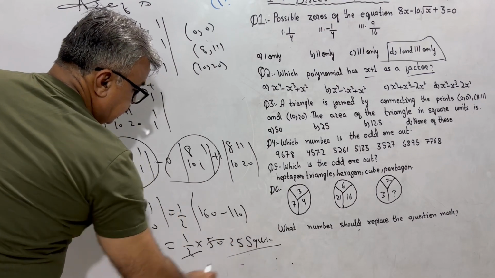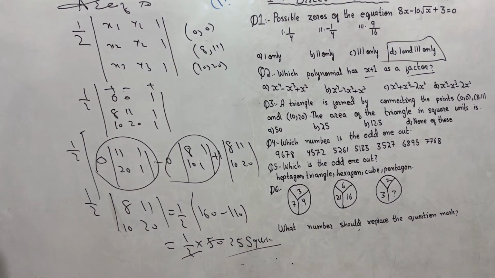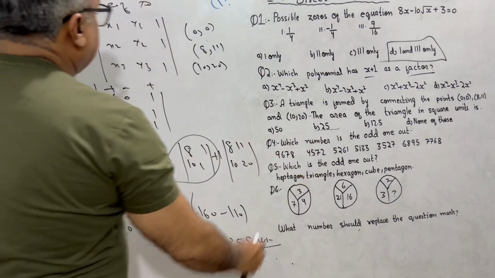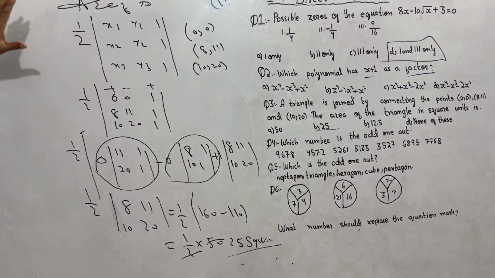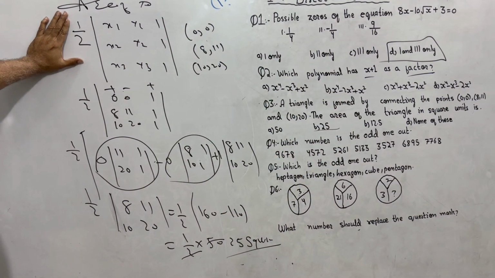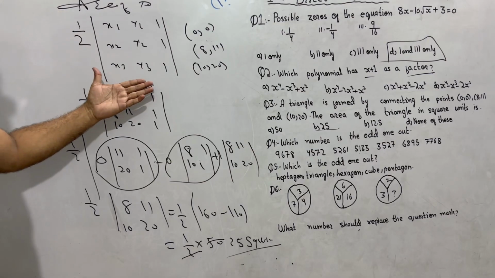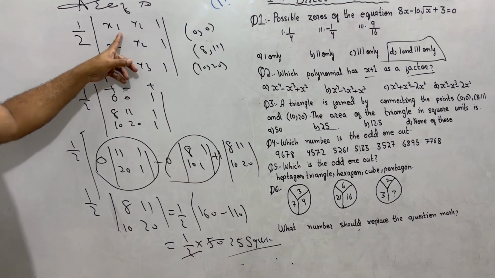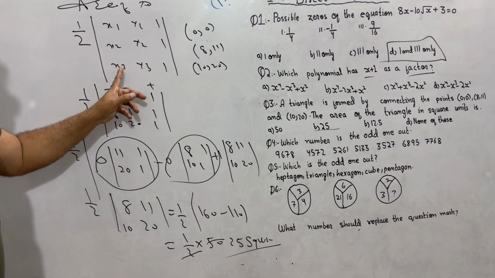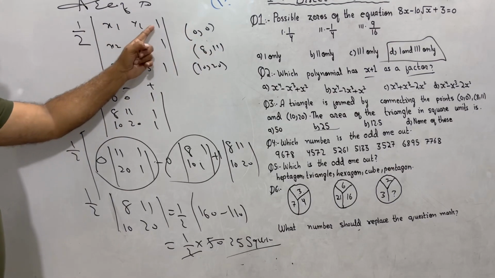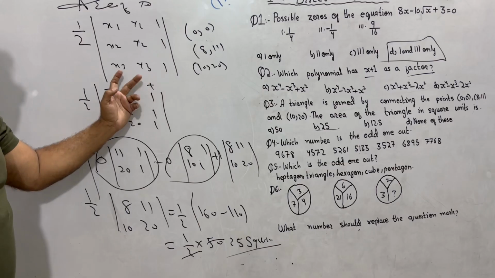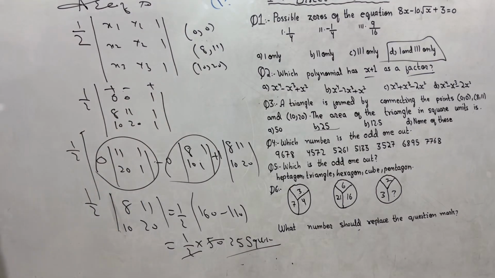25 square units is the area of the triangle in that case. Whenever we have 3 points given, that's the formula for finding the area of a triangle: 1/2 times the determinant with rows x1 y1 1, x2 y2 1, x3 y3 1. Here it is 0 0 1, 8 11 1, 10 21 1, and expand.